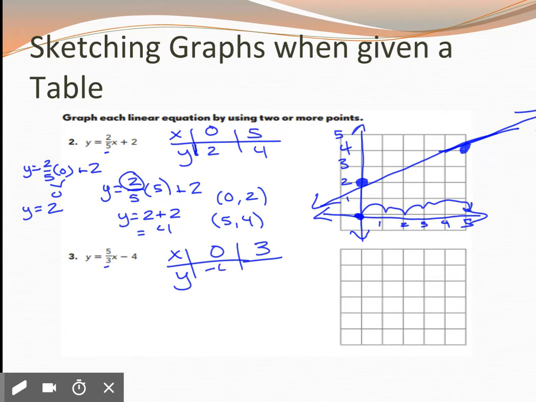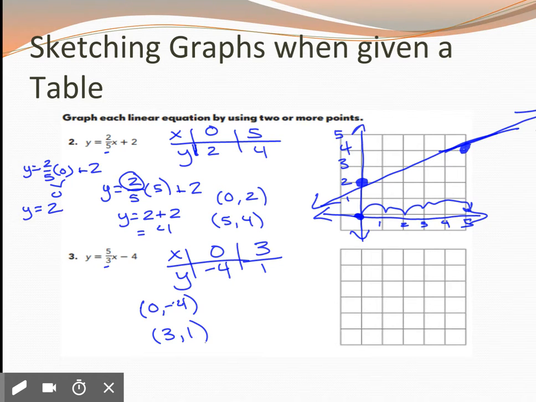Okay, so here you should have got -4, and then for your x equals 3, you should have gotten a +1. So your 2 points are 0, -4, and 3, 1.